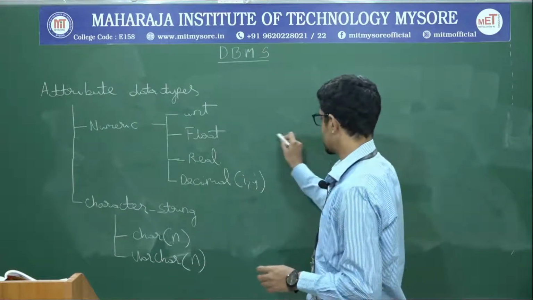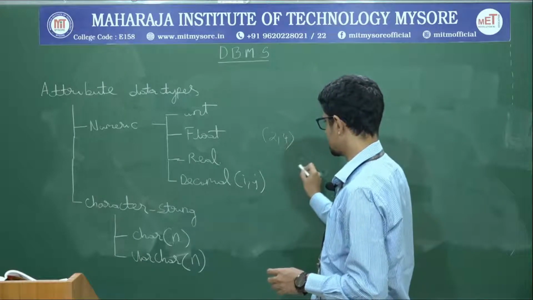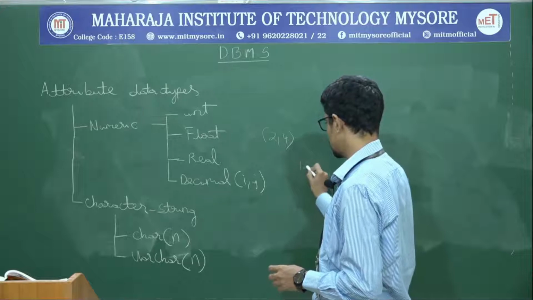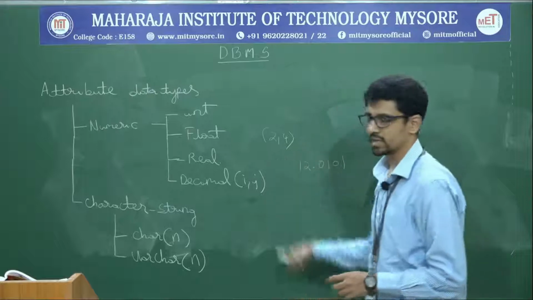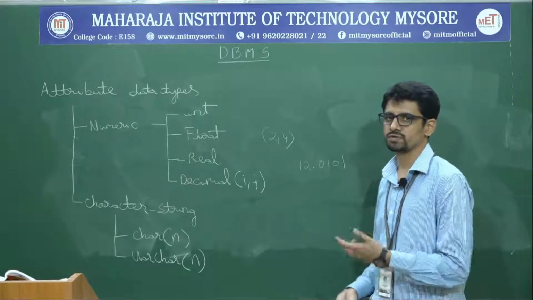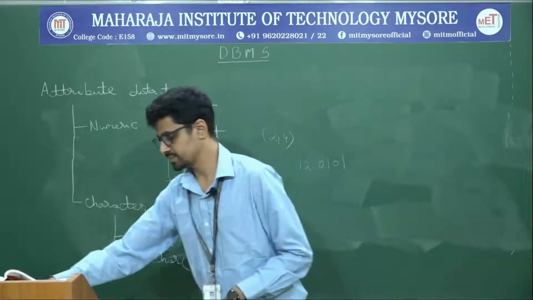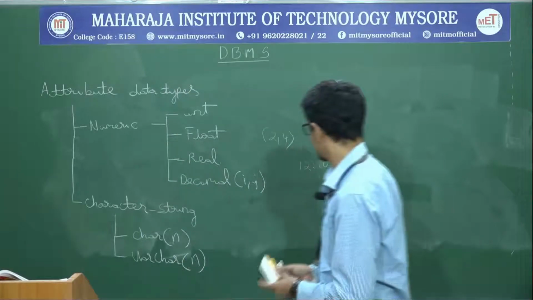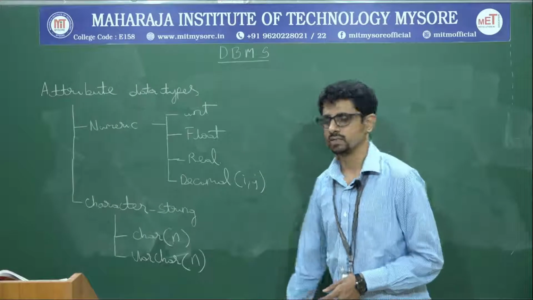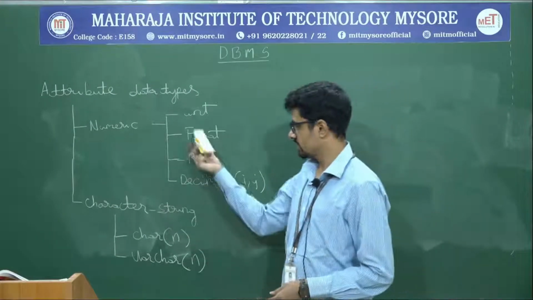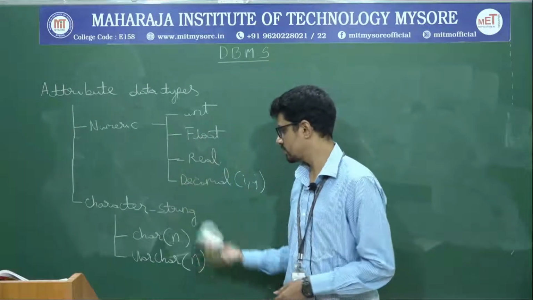Say for example, if I say 2 comma 4, something like this, so this indicates 12.0101, something like this. So this indicates the formatted way of specifying the numeric type in case the requirement arises. Okay. So int, float, real, and decimal. Anyhow, no much explanation required I feel for integers, float, real and decimal.